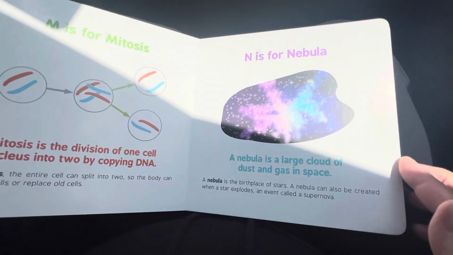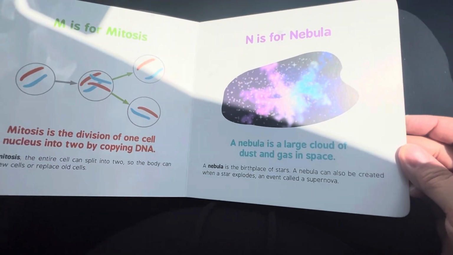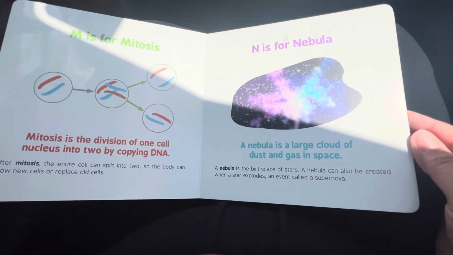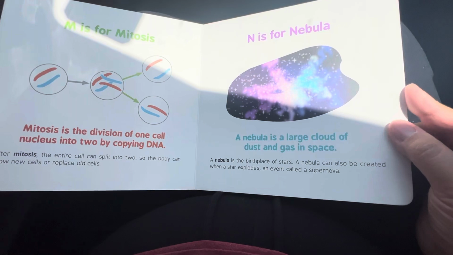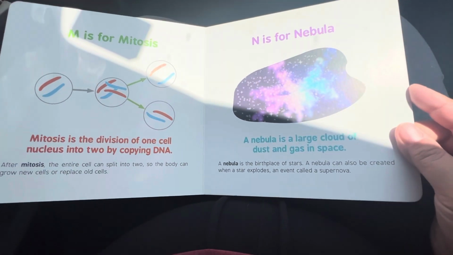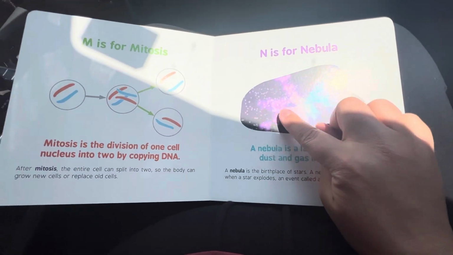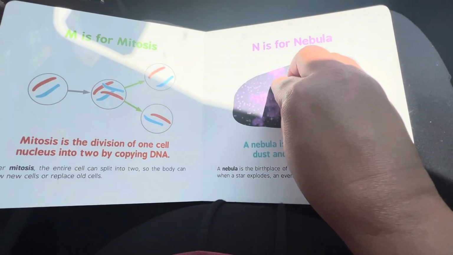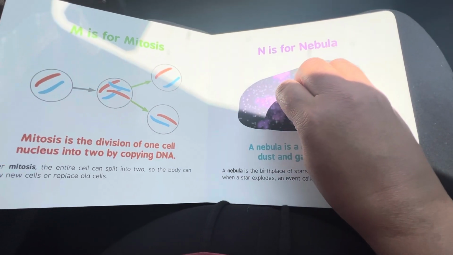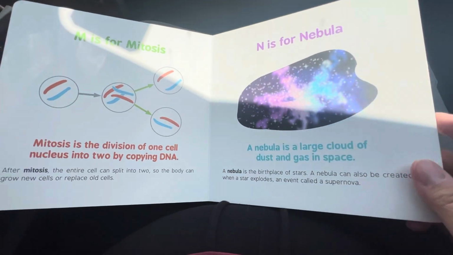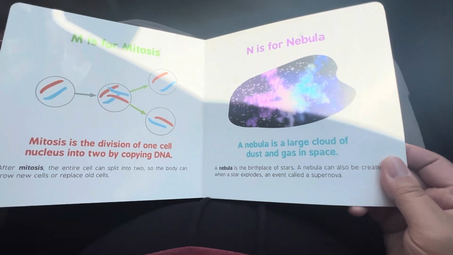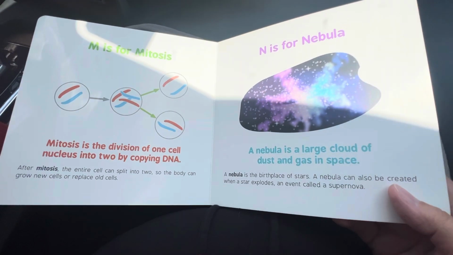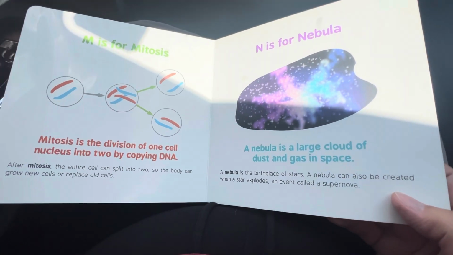N is for nebula. A nebula is a large cloud of dust and gas in space. A nebula is a birthplace of stars. A nebula can also be created when a star explodes, an event called supernova. So all this dust out there could either be because there's dust and it's going to form into stuff, or it could be stuff exploded and turned back into dust. And you can't necessarily know which way it's going, but we can sometimes tell based on all the things that we can see from space.